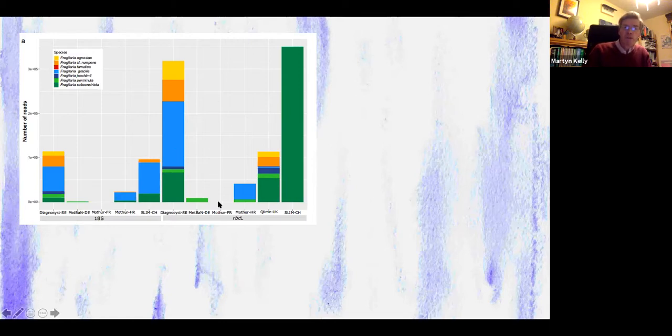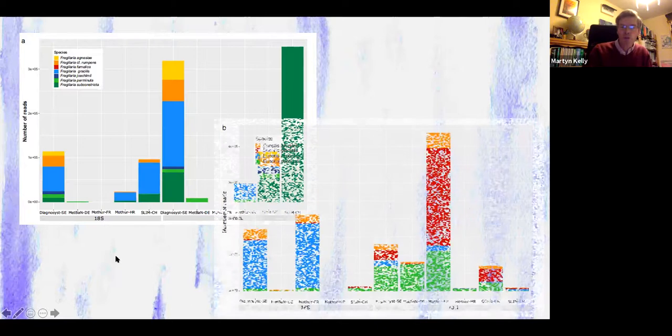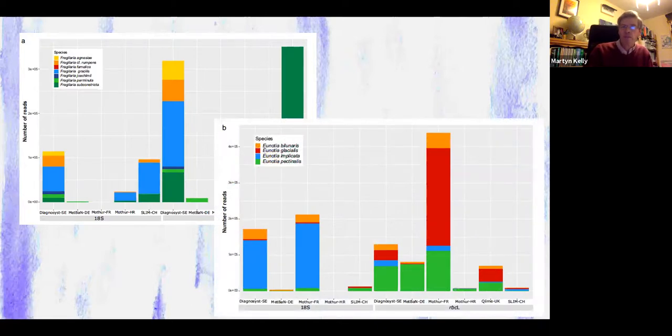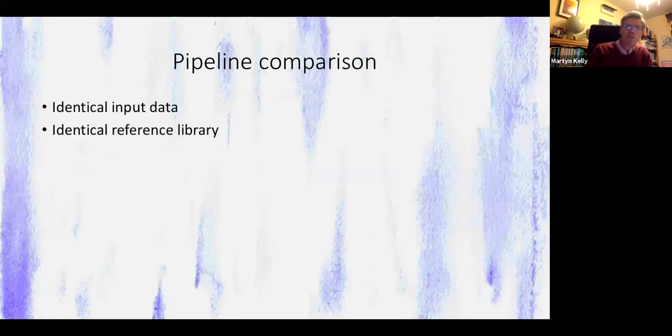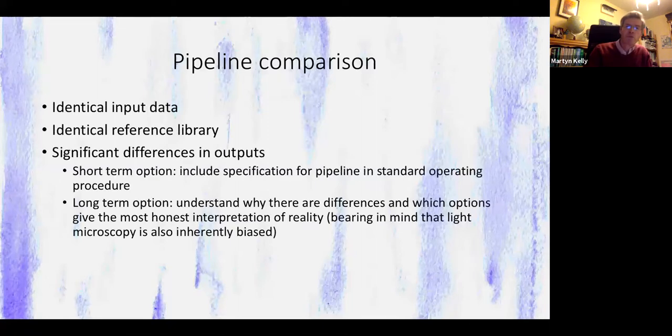There was actually a sort of a hitch, we realized, which is why we got no Fragilaria at all in the French pipeline. That's mentioned in the paper, more as a salutary lesson than as a serious result, and similar results there for Eunotia. So this pipeline comparison, identical input data, identical reference libraries, but significant differences in outputs.